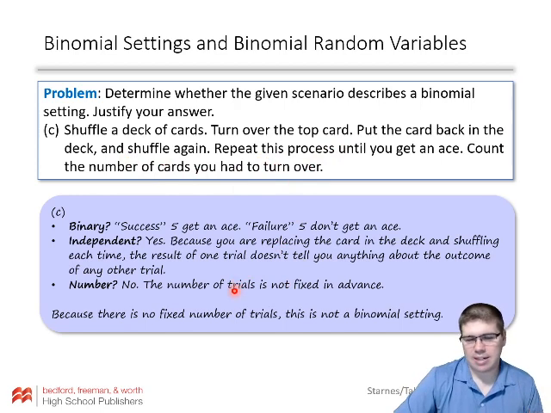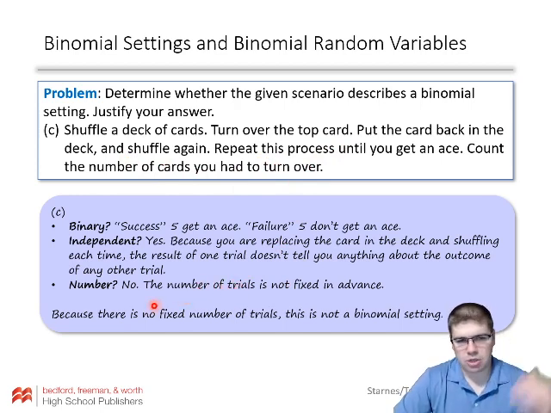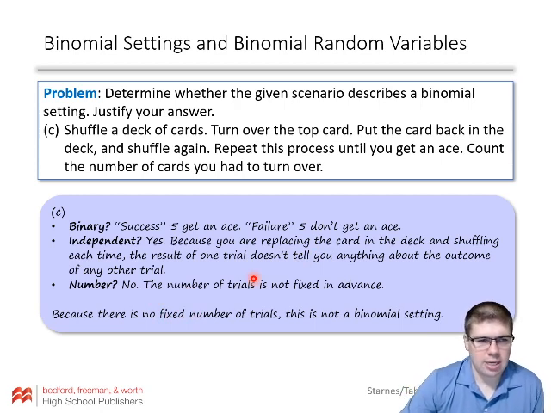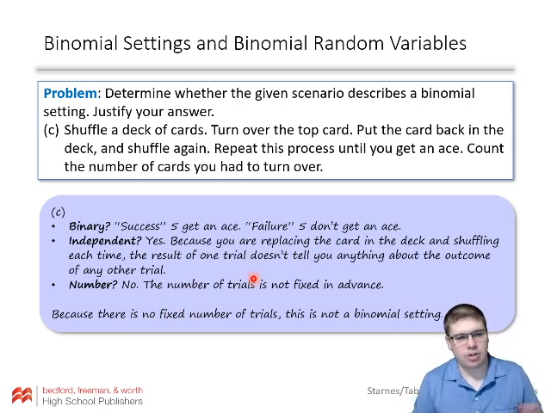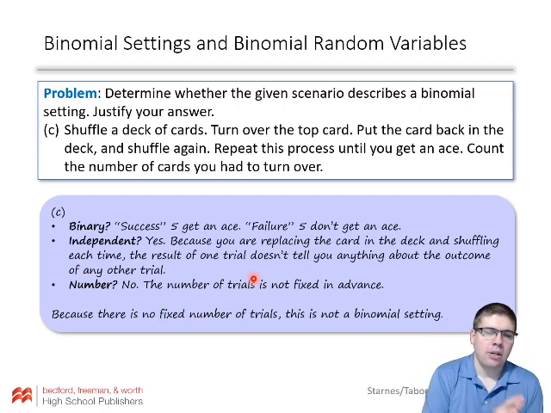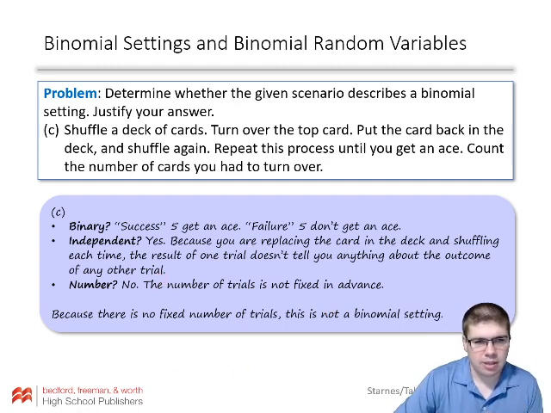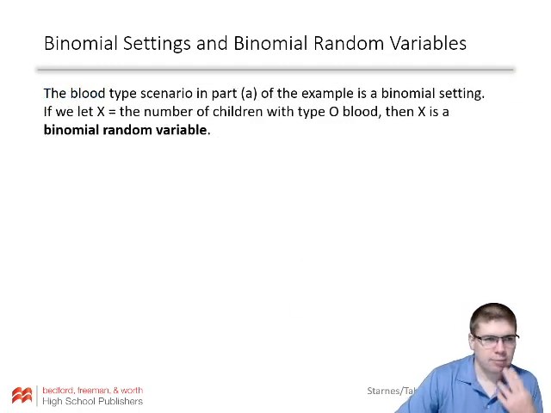So it's not fixed in advance. We're doing it for some indeterminate amount of time, and we're interested in just the one success. Usually we're interested in, out of a fixed number of trials, how many successes. This actually is a geometric setting, which is the second half of this chapter. So we'll come back to this, but that is not a binomial setting.